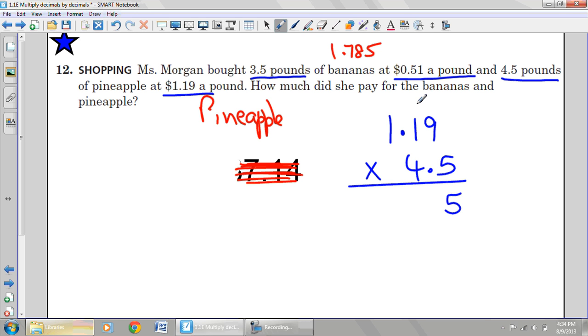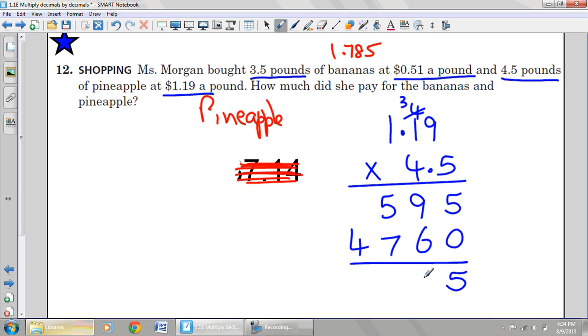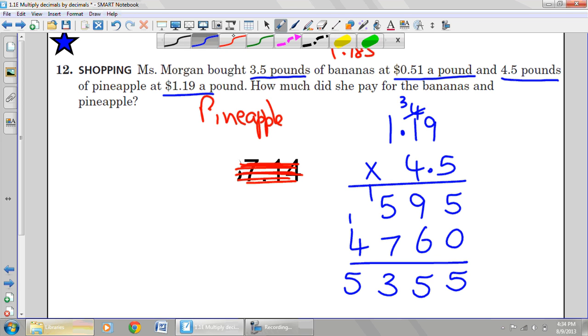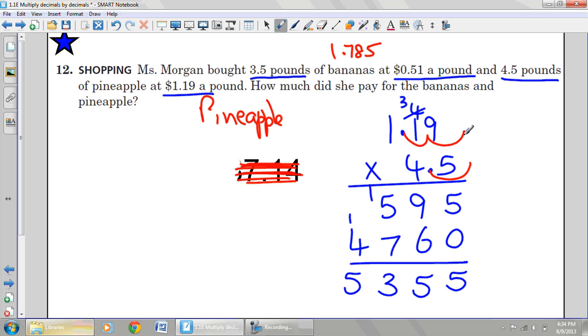9 times 5 is 45. 5 times 1 is 5 plus the 4, which is 9. Watch for these little silly mistakes which I'm so used to doing. 9 times 4, 36. 3 is a carryover. 4 times 1 is 4. 5, 6, 7. 1 times 4 is 4. 5, 15, 7, 8, 9, 10, 11, 12, 13. 5. Now the last step and the most important step, move the decimal point. Once, twice. Also remember to move it here. 3 places. 1, 2, 3. So pineapple is 5.355.